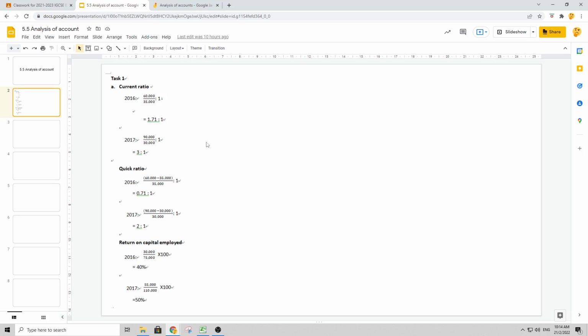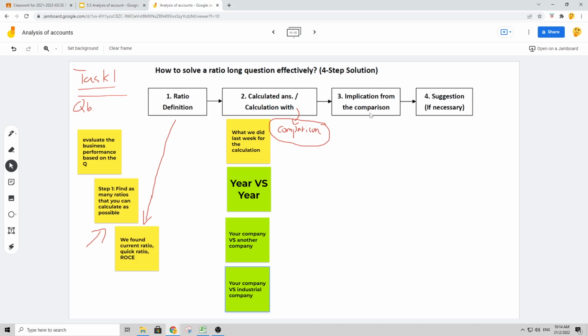Since we have finished the second step, right here, we're gonna move on to the third step. The third step here is trying to make implication, or you can say we're trying to make analysis when we are comparing the two things. Here we are comparing year by year. Sometimes you're comparing your company to another company, or your company to the industry average.